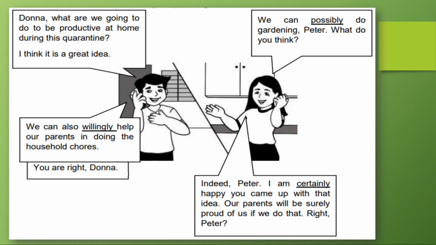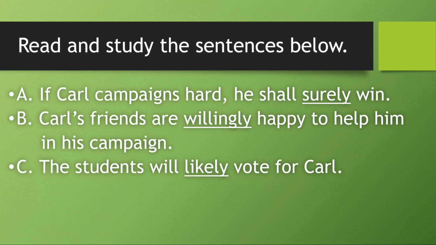Donna, what are we going to do to be productive at home during this quarantine? I think it's a good idea. We can possibly do gardening, Peter. What do you think? We can also willingly help our parents in doing the household chores. Indeed, Peter. I am certainly happy you came up with that idea. Our parents will surely be proud of us if we do that, right, Peter? You're right, Donna.